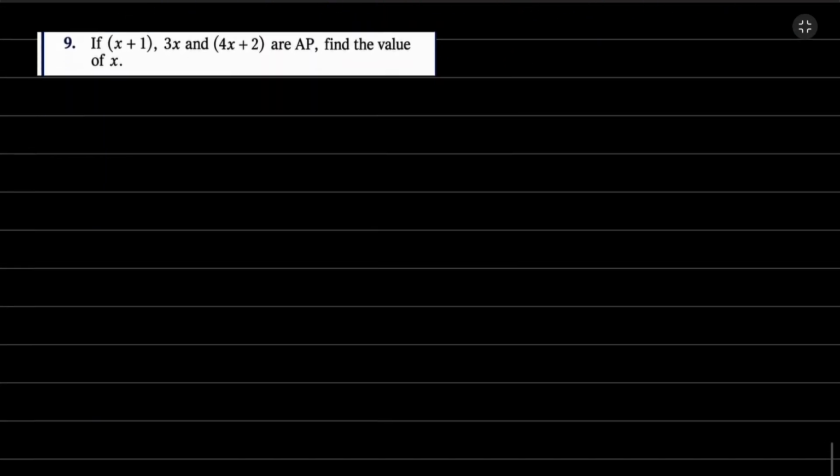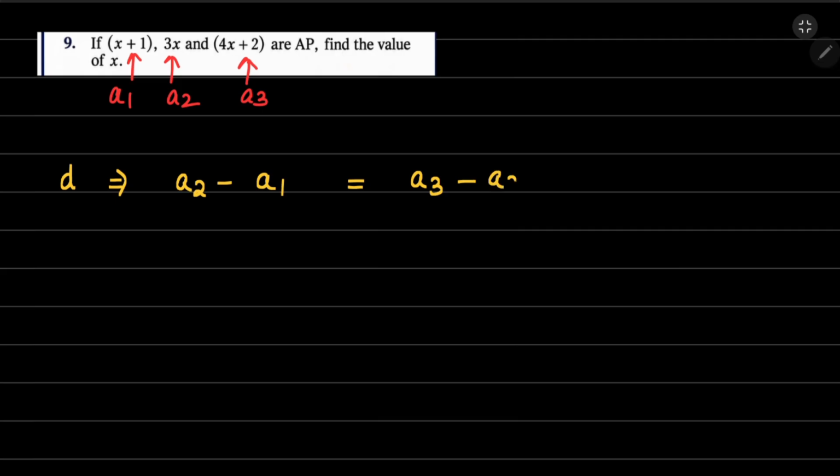Let's do one more question of the same kind. If x plus 1, 3x and 4x plus 2 are in AP, find the value of x. So it's a very similar question. The first term is A1, A2 and A3. Let's find out if the common difference, that is A2 minus A1, is equal to A3 minus A2. Second term is 3x minus the first term x plus 1 should be equal to the third term, that is 4x plus 2 minus 3x.